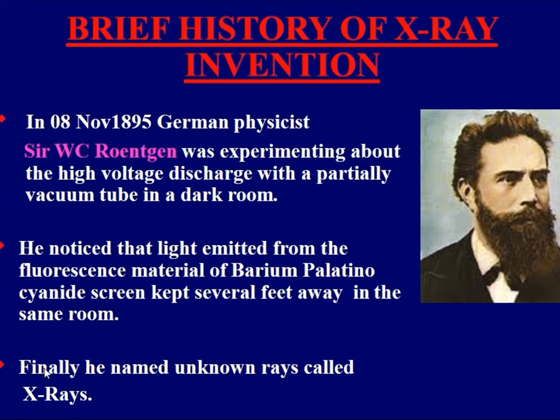Since he did not know anything about these rays, he named them X-rays. We do this in mathematics, that when we don't know anything about some quantity, we assume it as X. So these rays were assumed to be X-rays, and from then onwards these rays were called X-rays. So this is the story behind the invention of X-rays.